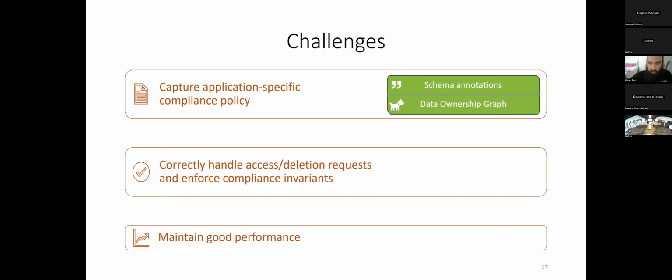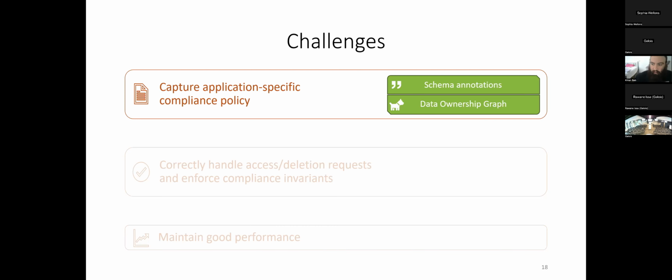To address the first challenge, we design a set of high-level schema annotations that developers use to express their desired policy to K9db. K9db internally represents this policy as a data ownership graph, or DOG for short. So let's look at this in more detail.